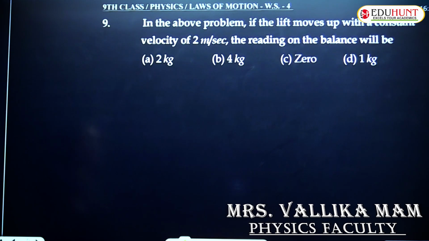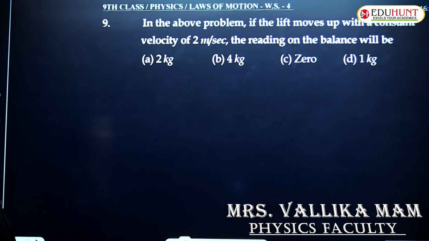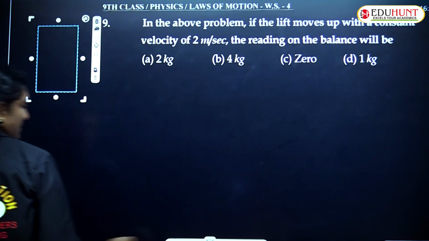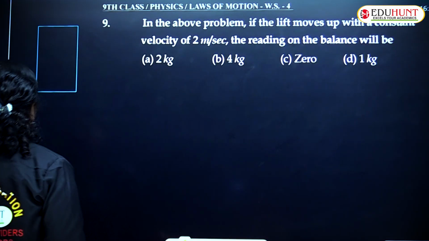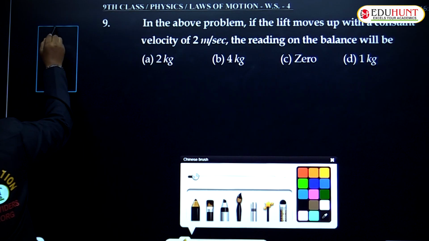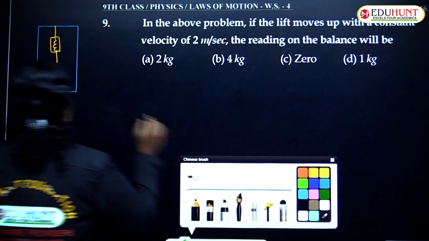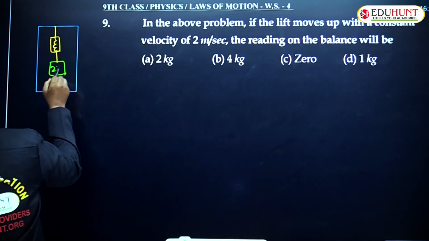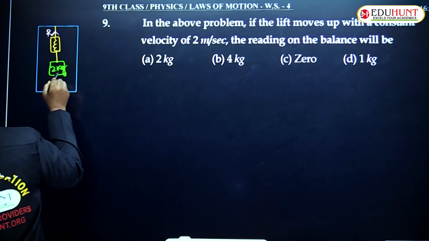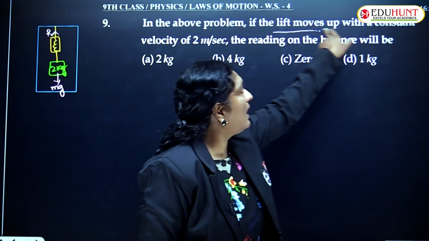Well, now moving to the next question. In the above problem, that means the same problem, if the lift moves upwards with a constant velocity, yes, here we go. The same problem was given, children, in which a spring balance is there and a mass of 2 kg is being given. Spring balance, mass of 2 kg. Okay, so reaction force R, weight mg, but now the lift is moving upwards.